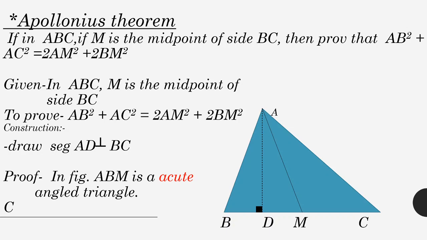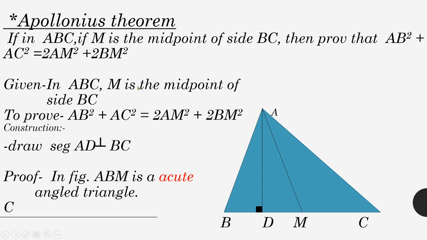So we saw the relations for the acute angle and the obtuse angle, the relation between the side opposite the acute angle, the side opposite the obtuse angle, and the other remaining two sides. Using this relation we are going to prove Apollonius theorem.